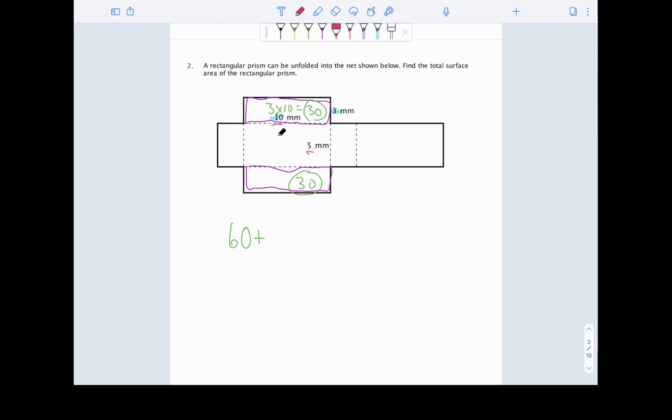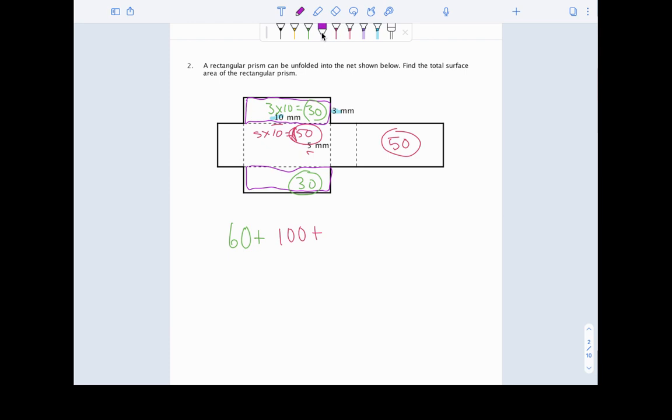5 times 10 is 50. So that makes that 50 and that 50, because opposites are going to be the same. And so 50 plus 50 is 100. So I just bring it down as 100, because why not?